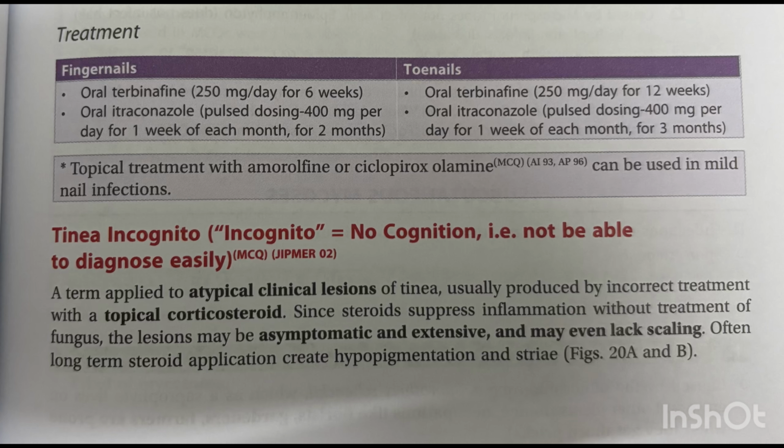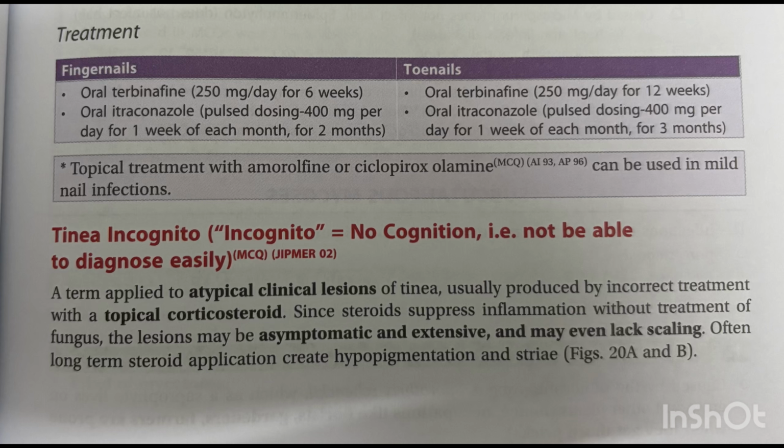Treatment: fingernails, oral terbinafine 250 mg per day for 6 weeks. Oral itraconazole pulsed dosing 400 mg per day for 1 week of each month for 2 months. Toenails, oral terbinafine 250 mg per day for 12 weeks. Oral itraconazole pulsed dosing 400 mg per day for 1 week of each month for 3 months. Topical treatment with amorolfine and ciclopirox olamine can be used in mild nail infections.